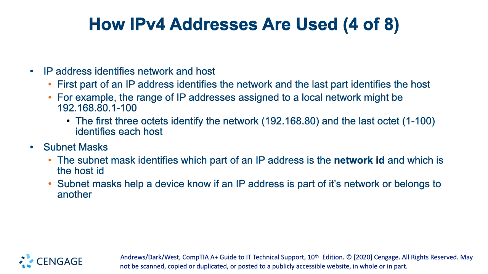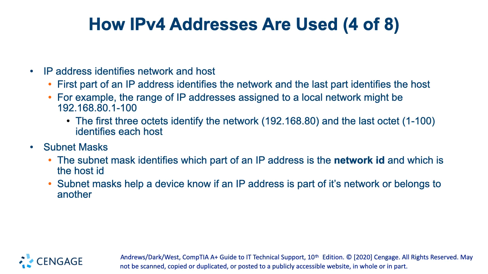IP version 4 addresses identify the network and host. The first part of the IP address identifies the network, and the last part of the address identifies the host. To determine what is the network portion and what is the host portion, we use the subnet mask. By using the subnet mask, we can determine what network an IP address belongs to and what is the unique ID for that device on that network.